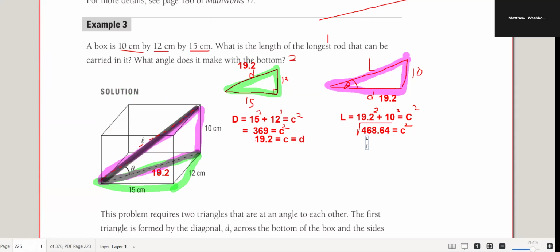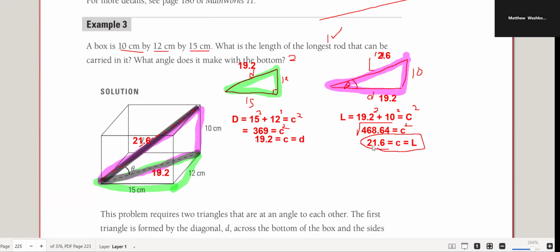21.6. 21.6 is equal to C, which is equal to L in this case. Right? Label that in there. 21.6. That's also conveniently the answer to question 1. Check. Okay, 21.6. So I'm going to circle that.